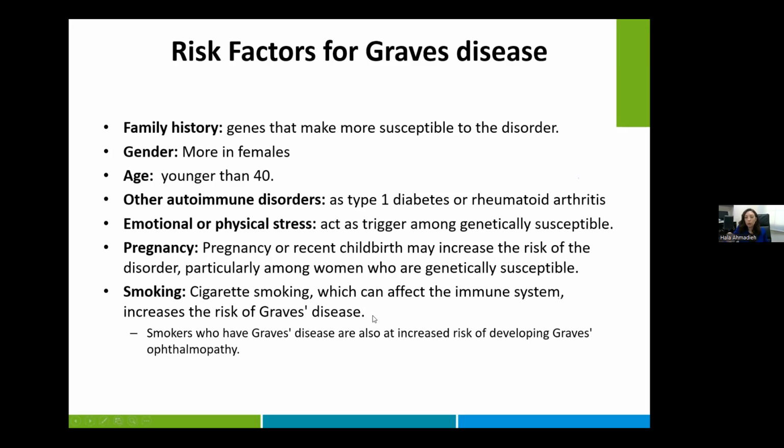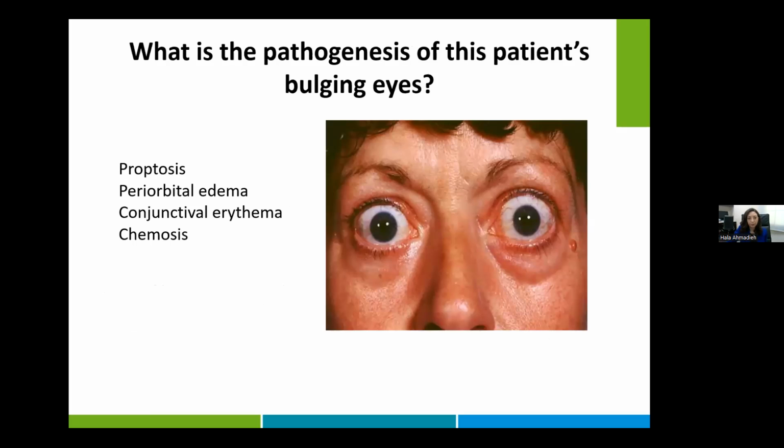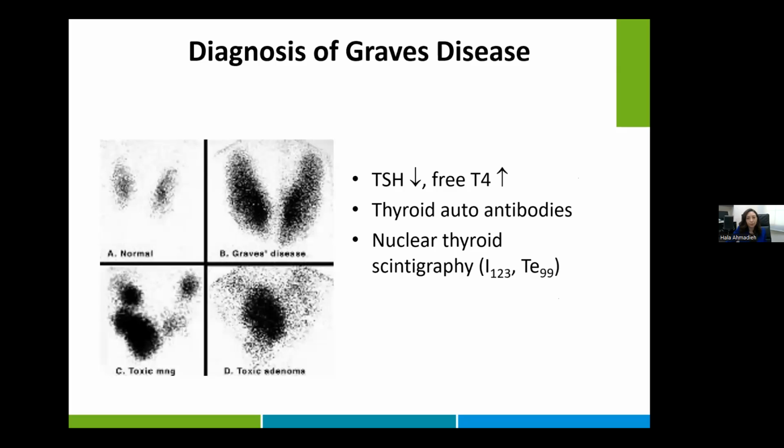Also, smokers, if they have Graves' disease, are at more risk of developing Graves' ophthalmopathy. Graves' ophthalmopathy is an entity that we often find in patients who have Graves' disease, where basically the same TSH-stimulating antibody may attack the periorbital muscles and may lead to extraocular muscles inflammation, edema, and this may lead to proptosis, irritation of the conjunctiva, and periorbital edema.